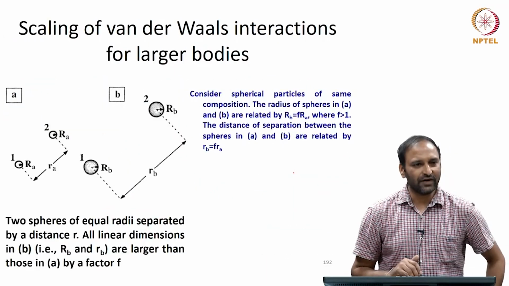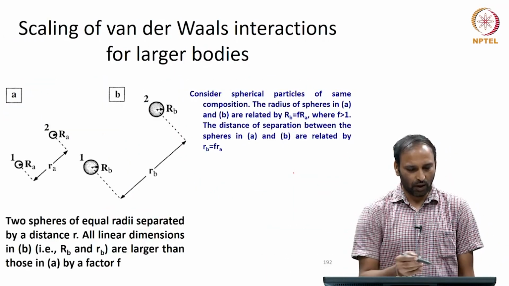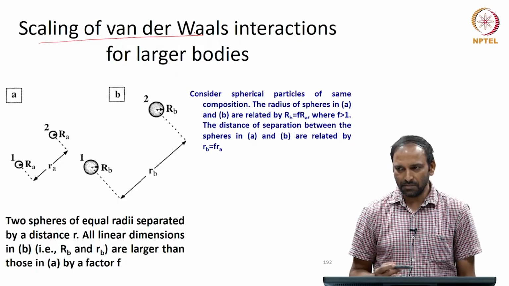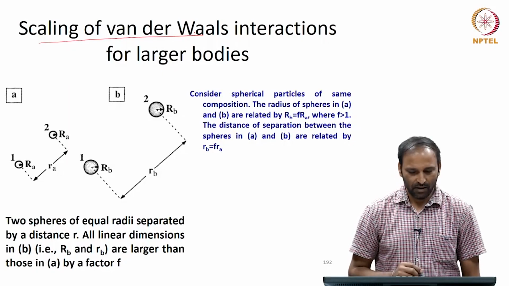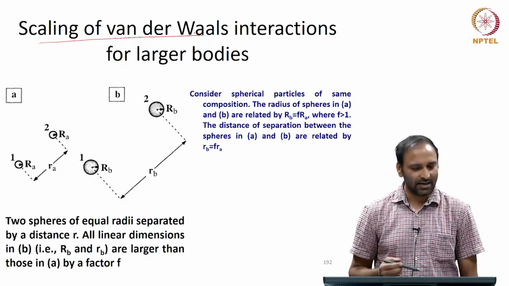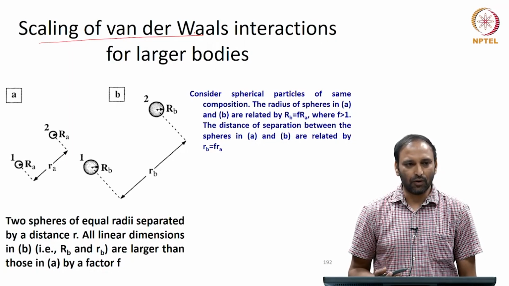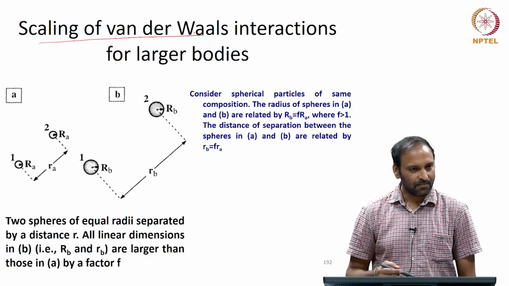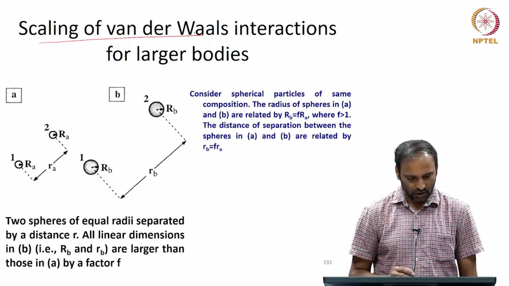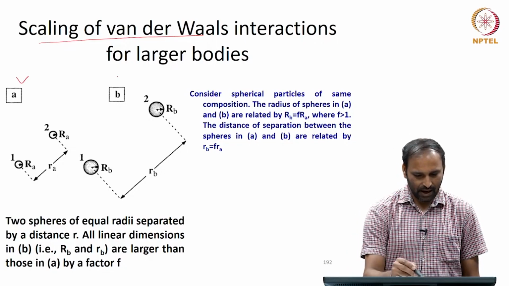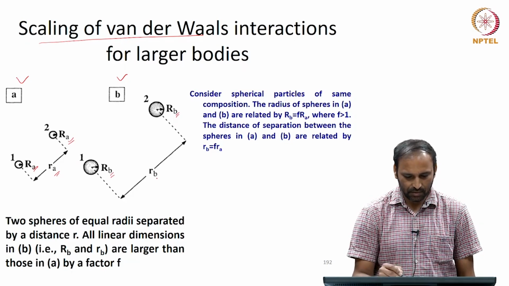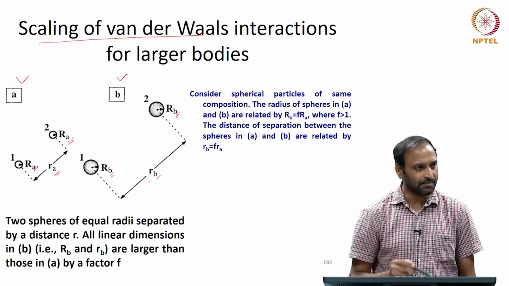Now, we will do a very simple exercise, which is what is called scaling of van der Waals interaction between large bodies or large particles. The good thing about this exercise is that it will also help you to think about how people calculate the van der Waals force of interaction between macroscopic particles. So, what you have is case A and case B, that is, there is a subscript A that corresponds to case A and a subscript B that corresponds to case B.